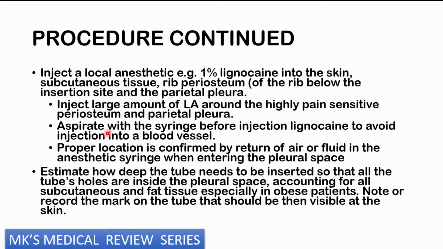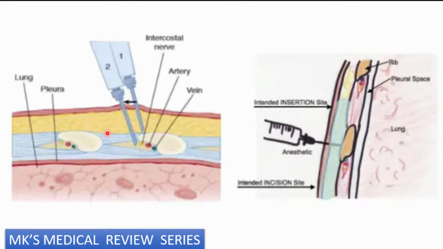You should also estimate how deep the tube needs to be inserted so that all the tube holes are within the pleural space, accounting for subcutaneous and fat tissue, especially in obese patients. You should note the mark on the tube that should be visible at the skin, and note that this is where you will stop advancing your tube. Here is an example of the different locations where we will be placing our anesthetic.